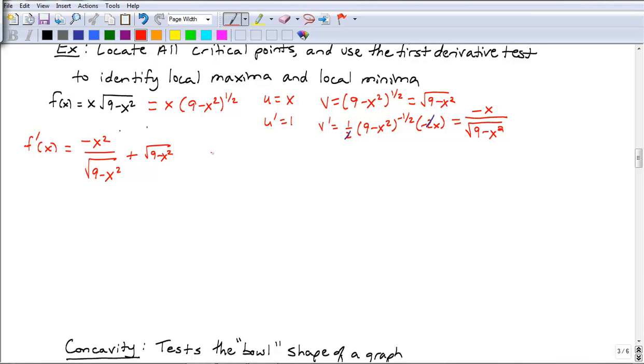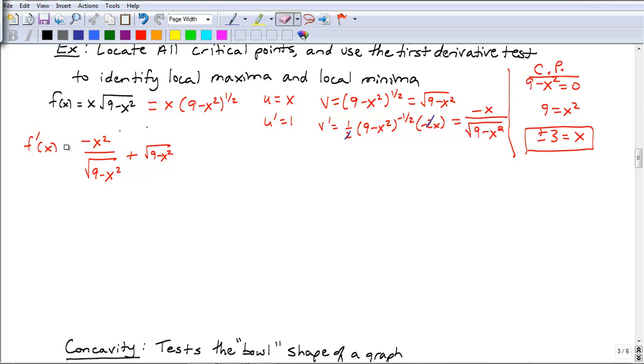Here's my derivative. Well, I know this thing is undefined where 9 minus x squared equals 0. The first derivative is undefined there. So these are critical points. Where the first derivative is undefined is critical points. Well, the other critical points I get are where this thing equals 0. And what I can do is clear the denominator on this. I can multiply everything I see by the square root of 9 minus x squared.